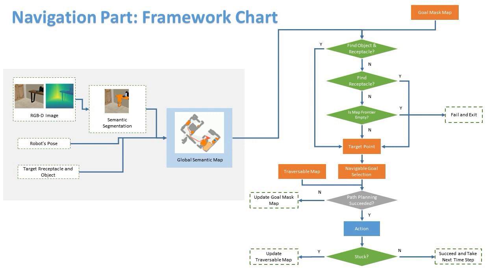Secondly, we need to locate the goal points. If neither the target object nor the target receptacle is found, the robot will be in a state of exploration. A robot in the state of exploration will regard the map frontier as the goal map and then compute the navigable goal map. If no valid point exists in the navigable goal map, the navigation stage will exit directly.